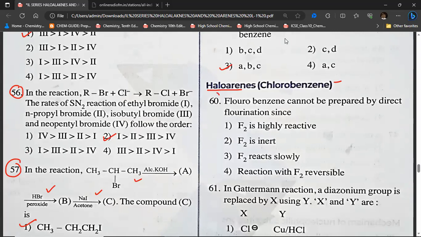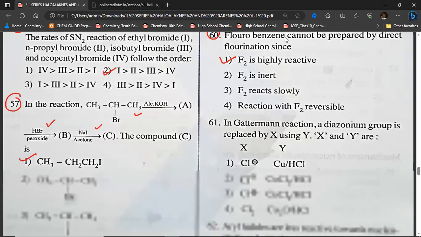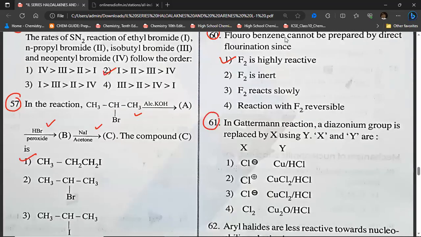Question number 60. Fluorobenzene cannot be prepared by direct halogenation. As you all know, fluorine is highly reactive, that is the right answer for this type of question. 61. Gattermann reaction, the diazonium group is replaced by X using Y. X and Y are usually Cl minus, that means chloride in these reactions should be Cl minus, and the other one is copper metal in the presence of HCl. So the first one is the right option. It's not Cl plus, it is Cl minus only.